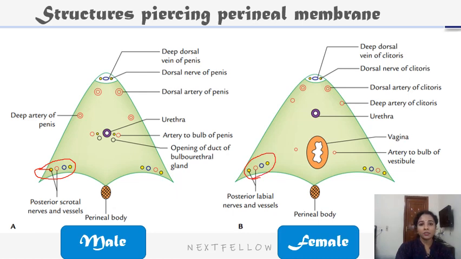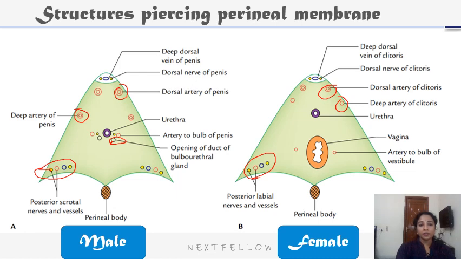artery of penis in males, and in females dorsal artery of clitoris and deep artery of clitoris. Here is the deep artery and dorsal artery. And next, ducts of bulbourethral glands, which are important to be noted here. We can see the ducts of bulbourethral glands in males, but there are no such ducts in females.